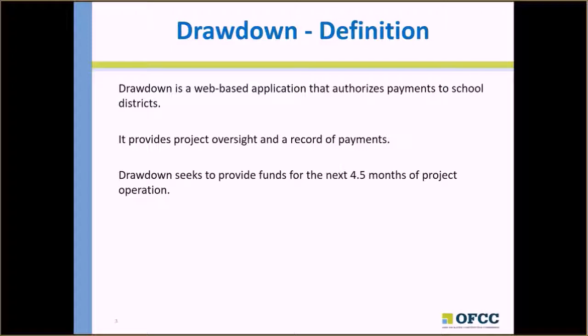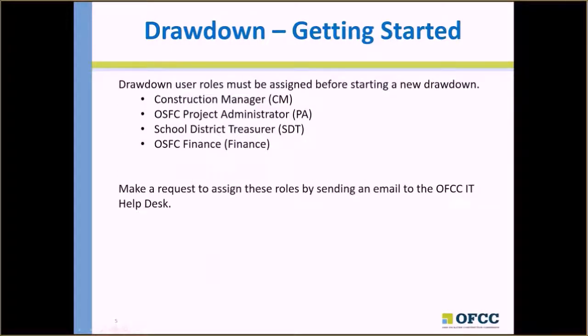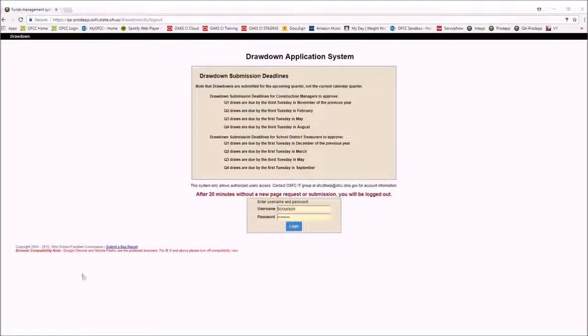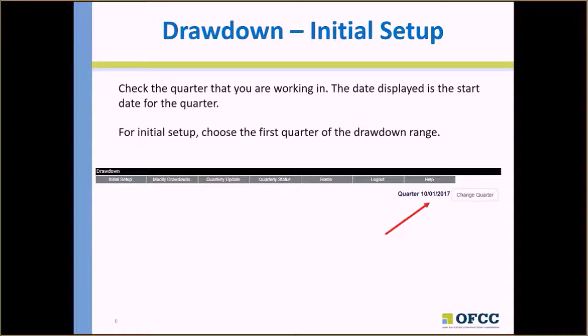To get started, Drawdown users must be assigned to a role: Construction Manager, Project Administrator, School District Treasurer, or Finance. OFCC project managers should make a request to assign these roles by emailing the IT Help Desk. Navigate to the Drawdown application and sign in.